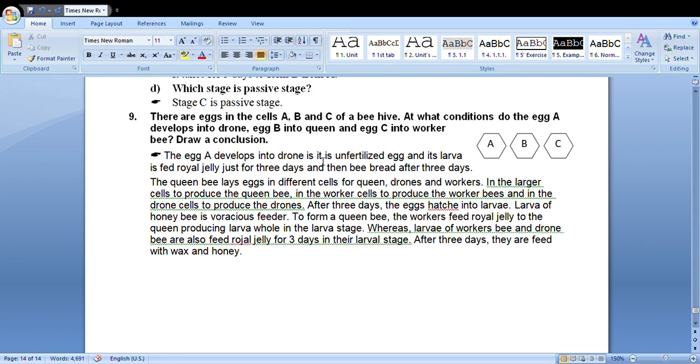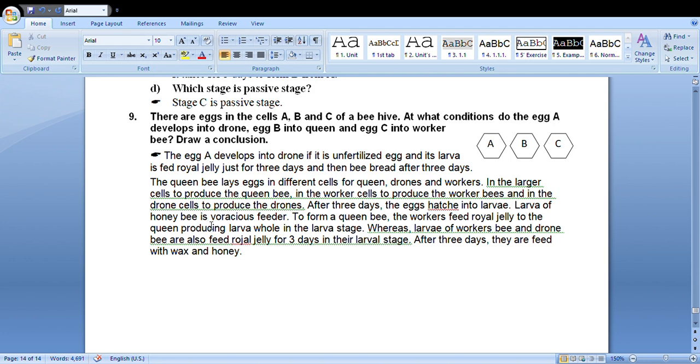The egg A develops into drone bee if it is unfertilized egg and its larva is fed royal jelly just for 3 days and then bee bread after 3 days. The queen bee lays eggs in different cells for queen, drones and worker. In the larger cells to produce queen bee, in the worker cells to produce worker bee, and in the drone cell to produce drone. After 3 days, the eggs hatch into larvae.